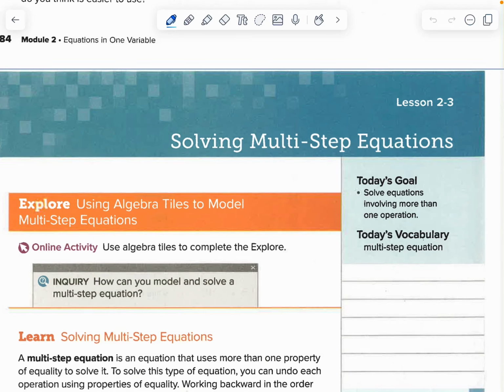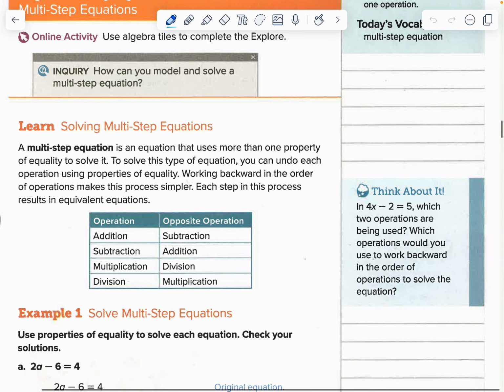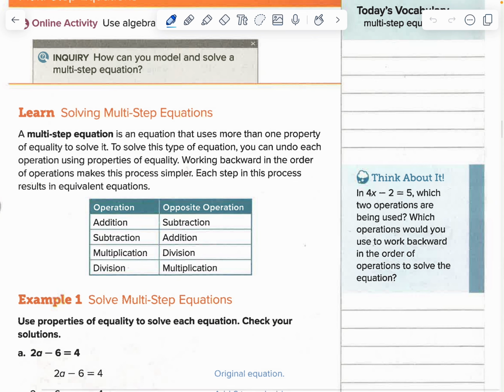Today we're going to be in Module 2, Lesson 3, solving multi-step equations. Most of these will be two-step equations and not three-step or four-step. But we've got a few more steps before, and when we did one-step equations like a plus 1 equals 7, we did the inverse operation.